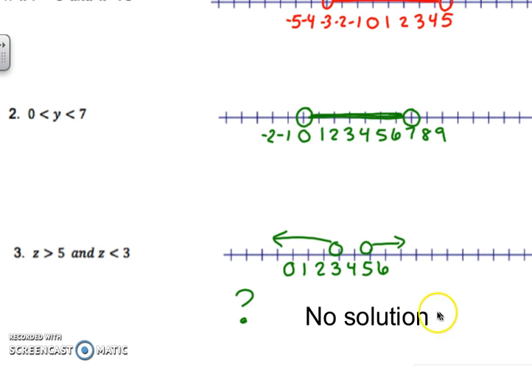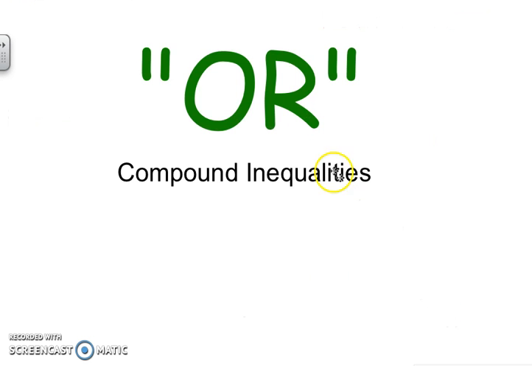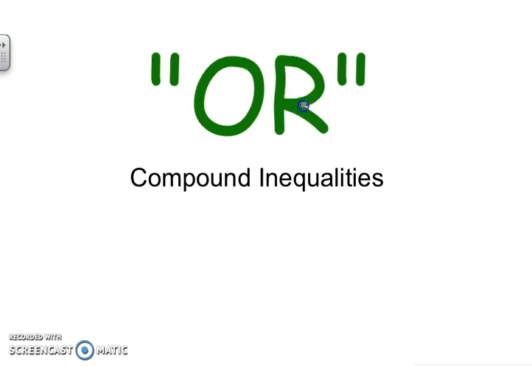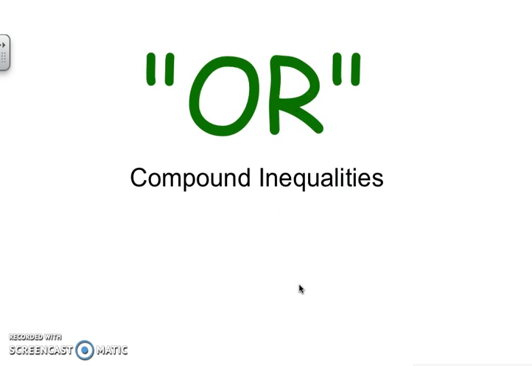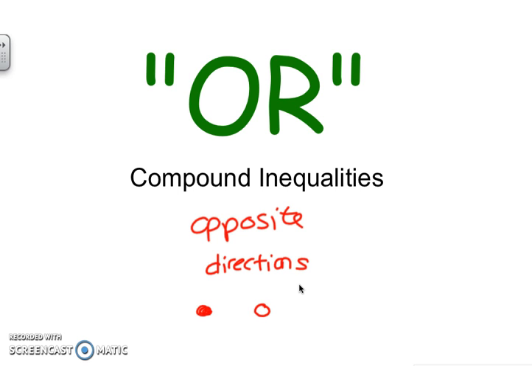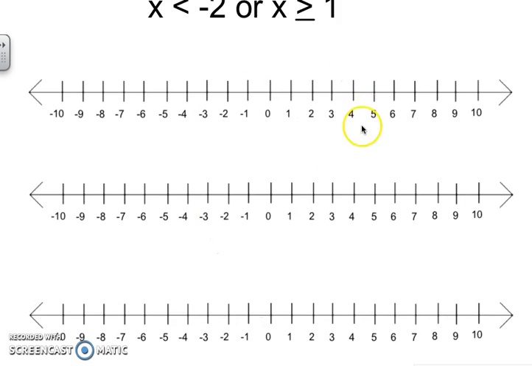Okay, that was tricky. All right, let's look at some OR problems now. OR problems go opposite directions. So that means you're going to have some kind of a line or a dot. Maybe one's open. You're going to shade left, and you're going to shade right. So let's look at these problems.